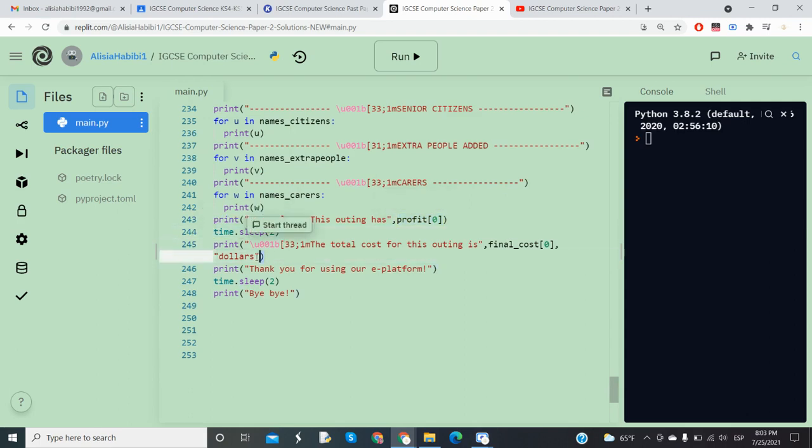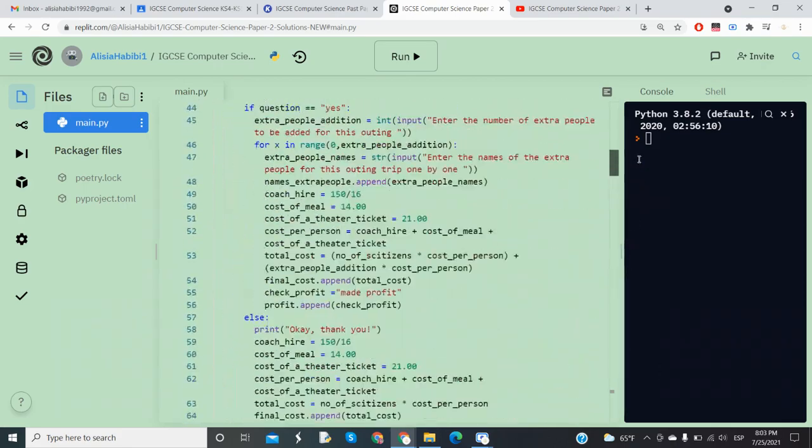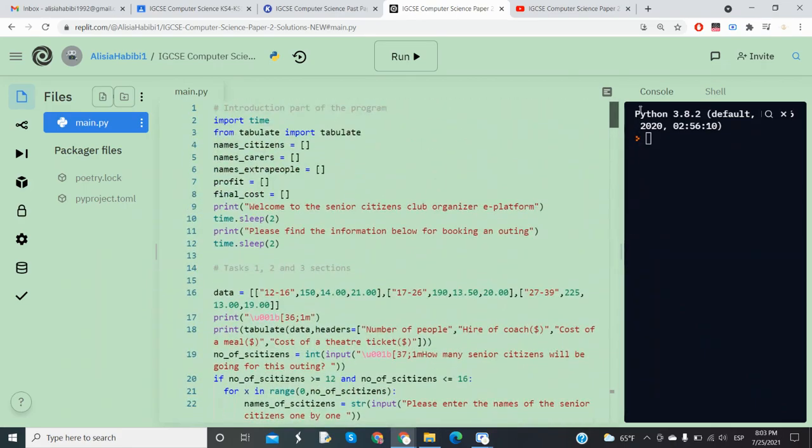So 2 seconds after, it displays the total cost of this outing by displaying the final cost from the final cost list again, by just taking the first final cost instead of repeating, because it will repeat itself for the number of people that have been added. The final cost will be the same because it's for all of the people, not just one. And then finally, it's going to print a thank you message, and 2 seconds after, it will print a bye-bye. So this is overall how this program would function for this pre-release, guys.